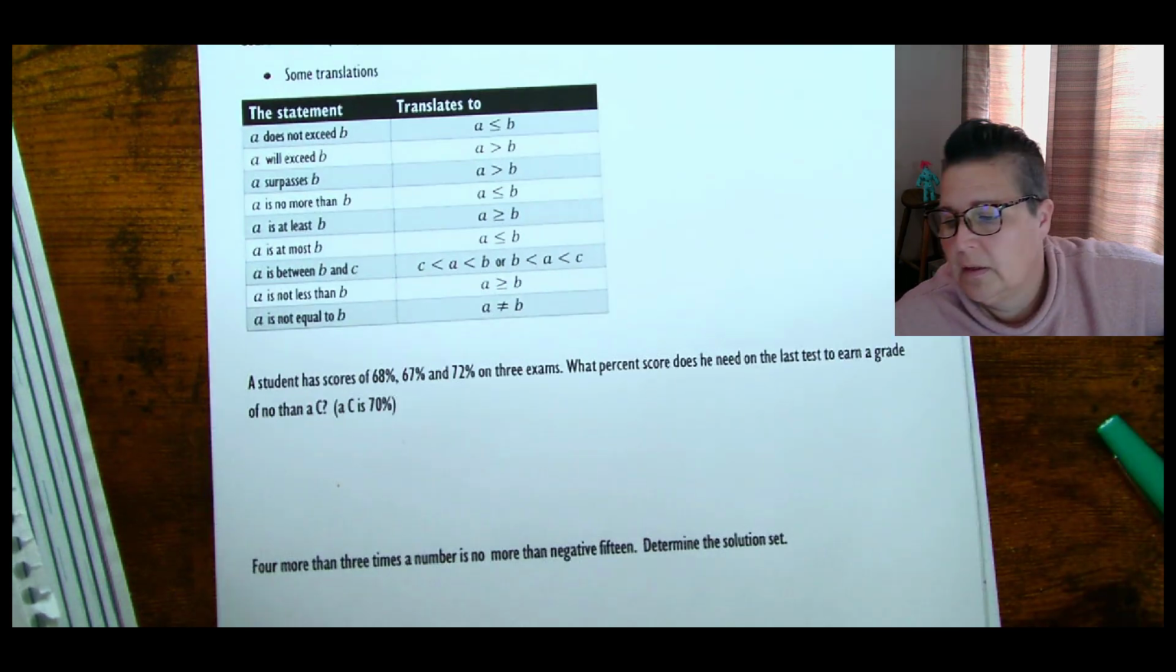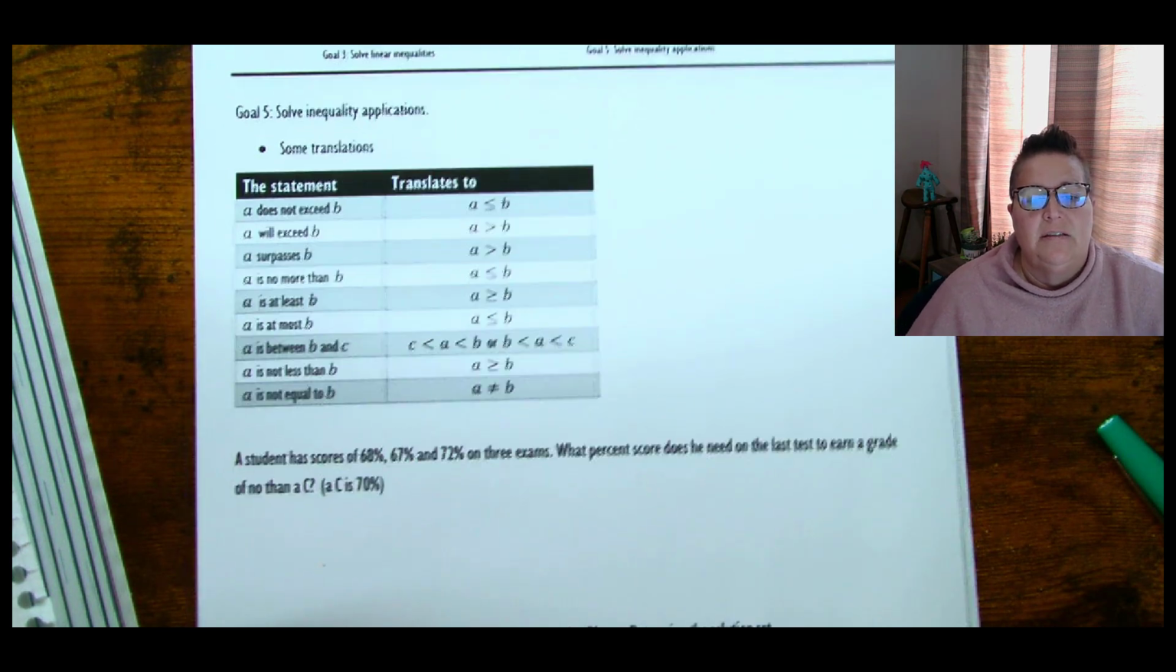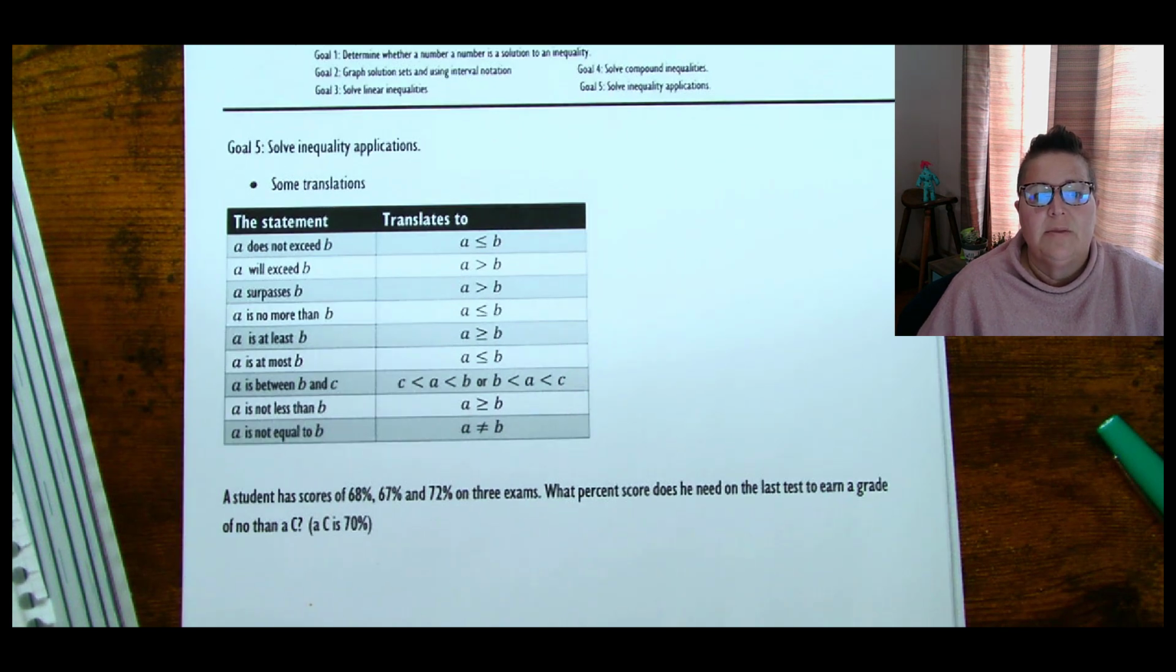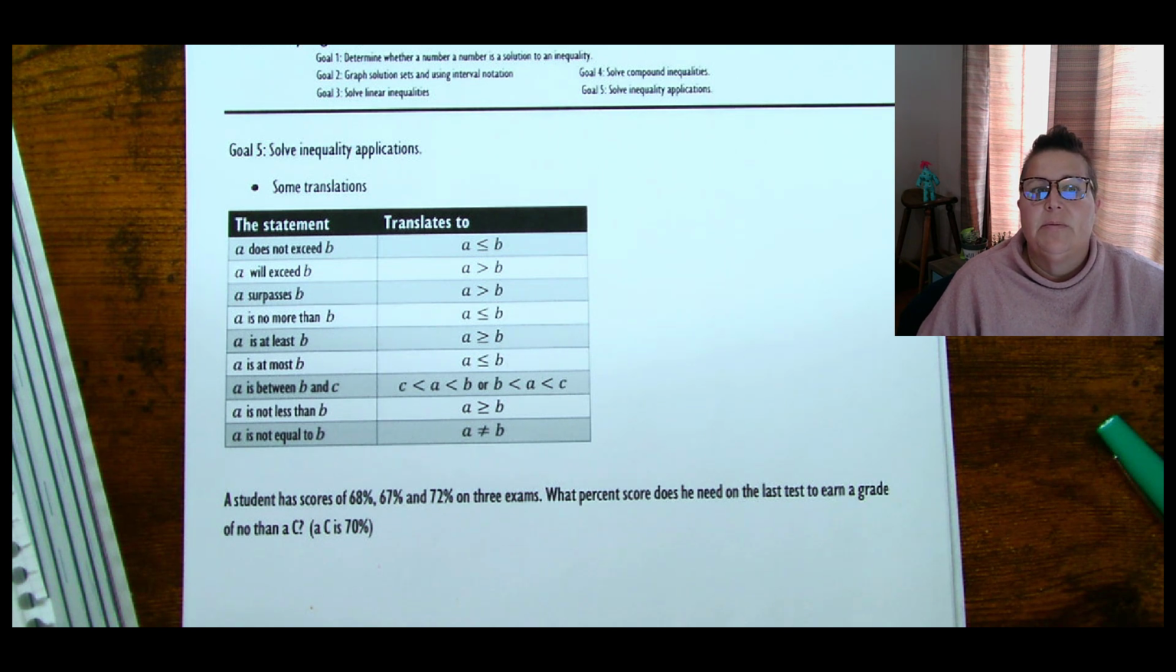The last bit in 2.7 is some inequality applications. What I have here are some of the different translations and some of the different English settings. If you see A does not exceed B, then you can translate that to A is less than or equal to B. If you see A will exceed B, that means A will be bigger than B. Surpasses means A is bigger than B. Is no more than means it can be equal, but other than that will be less. So A is less than or equal to B.